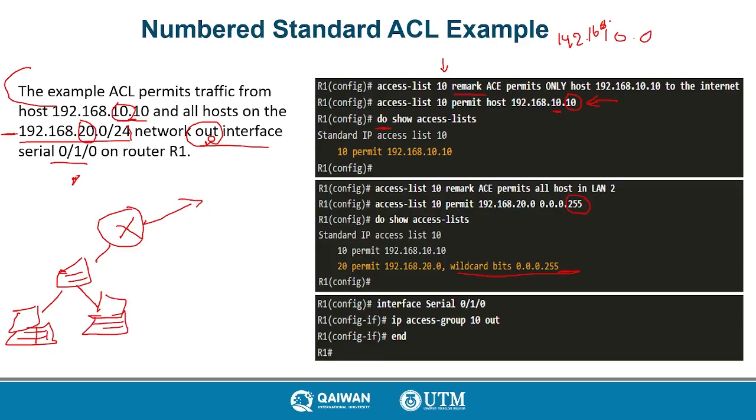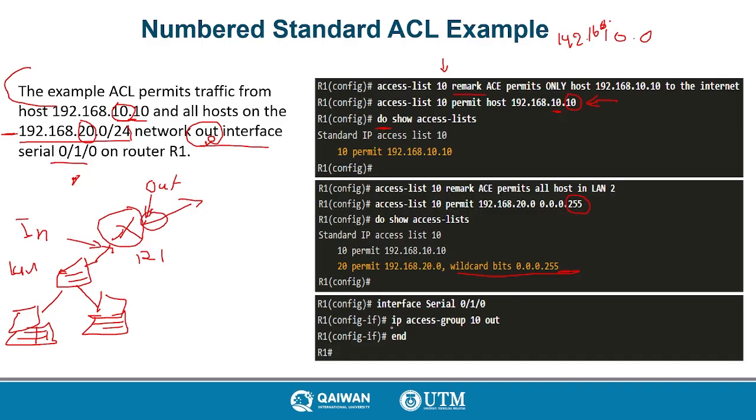So the interface that is near to the LAN here, this one is the LAN. This will be in. If you apply it over this link here, it will be in. If you apply it here, it will be out. So let's say this is the router that we are working on, this is R1. We are applying it over here, over out.